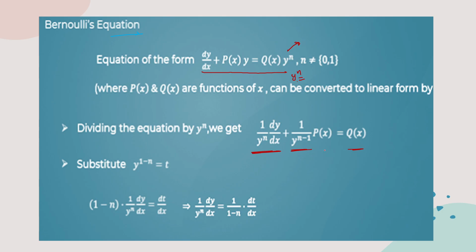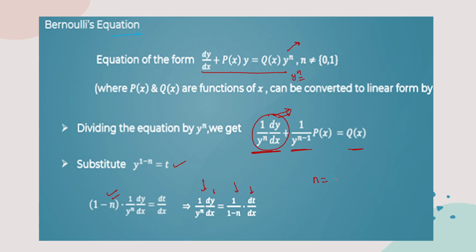So when you do that, after that we have to replace this value by another variable, and that can be done if we put 1 by y to the power n minus 1, or y to the power 1 minus n, as t. When you take this as t, after differentiating both sides with respect to x, we will get that 1 by y to the power n dy by dx can be replaced by 1 by 1 minus n dt by dx.